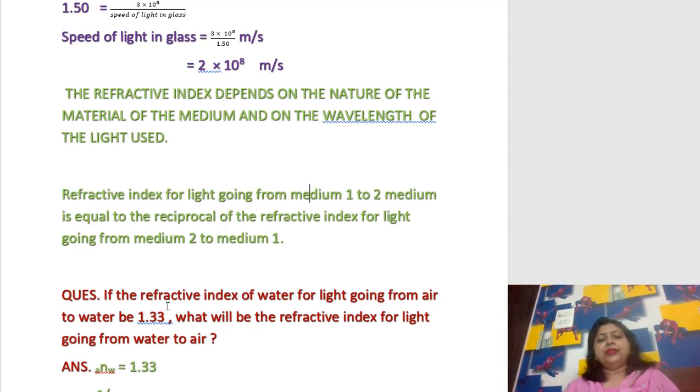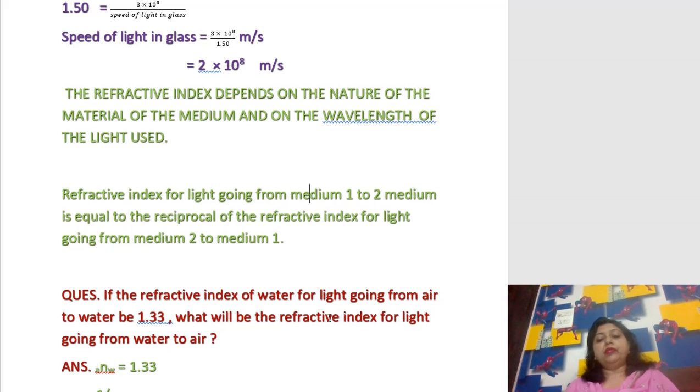Your question is: if the refractive index of water for light going from air to water is 1.33. So where is the light going? The light is going from air to water. Okay. So you can take air as medium 1 and water as medium 2. So in that case the refractive index is 1.33.